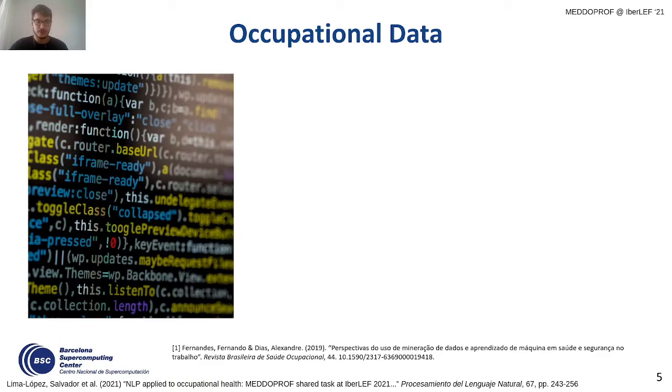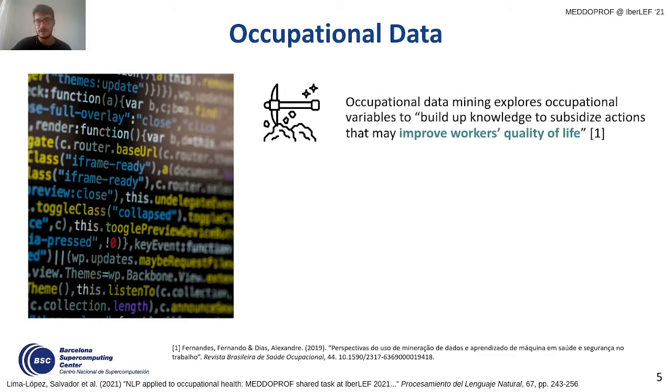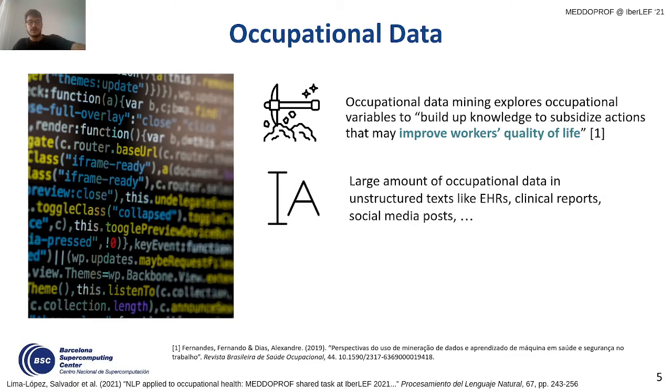In order to try to improve the situation, and to study a little bit the causes of these accidents and illnesses, there is a field within data mining called occupational data mining, and it tries to build up and extract knowledge to do things that could improve workers' quality of life. However, this field usually uses structured data, and there is a lot of occupational data in unstructured text that can be accessed, for example, in electronic health records or clinical reports, social media posts, etc.